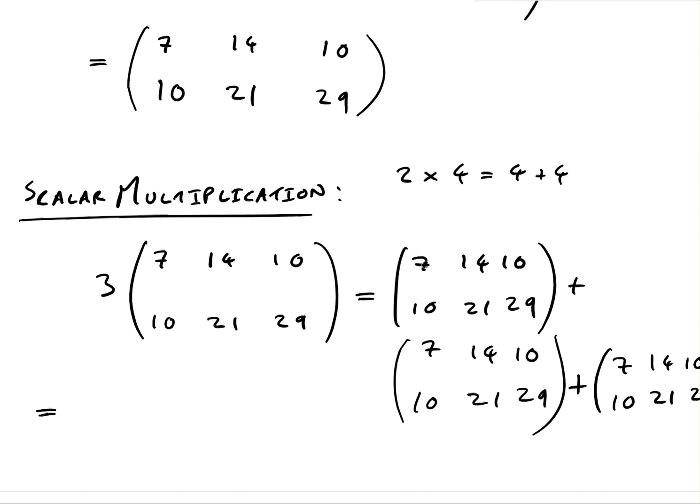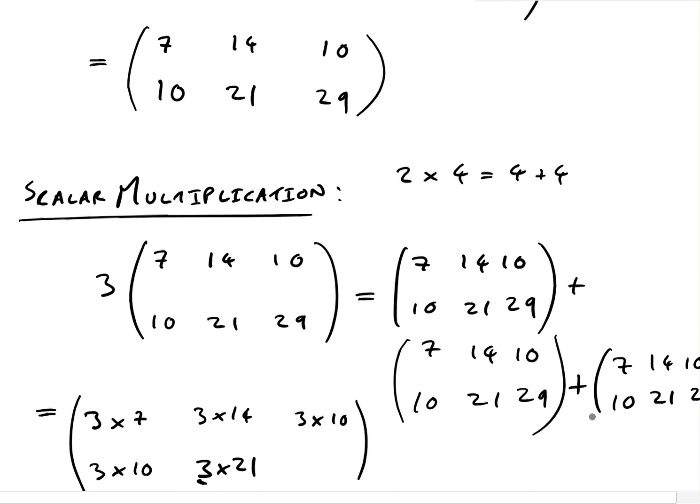So what we're basically doing is 7 plus 7 plus 7. That's the same as doing 3 times 7. Then 14 plus 14 plus 14, that's the same as doing 3 times 14. And then 10 plus 10 plus 10, that's the same as doing 3 times 10. And again 10 plus 10 plus 10, that's 3 times 10. 21 plus 21 plus 21, that's the same as doing 3 times 21. Then 29 plus 29 plus 29, that's the same as doing 3 times 29.